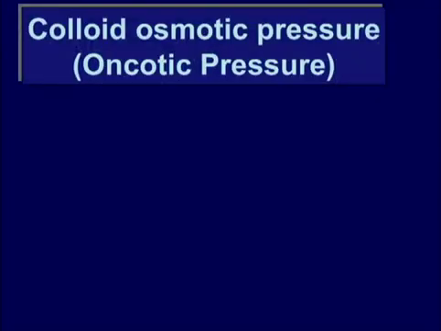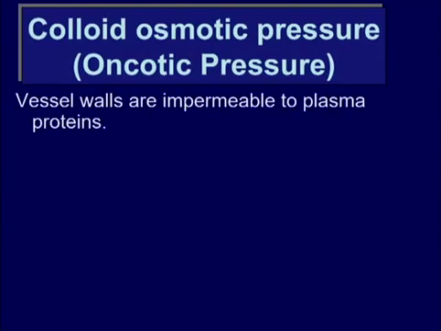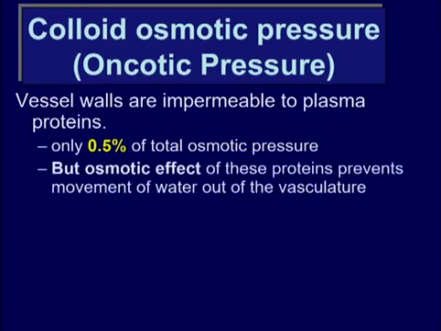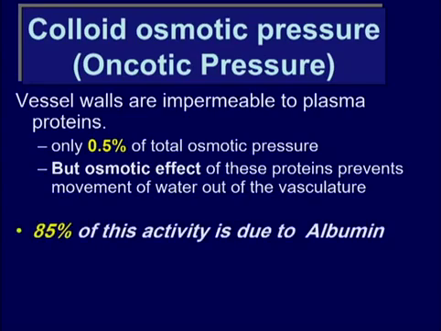Now, colloid osmotic pressure, so that's the pressure created by proteins. And proteins create an effect because the walls are permeable to plasma proteins, so they hang on to fluid in one compartment. Only about 0.5% of total osmotic pressure is produced by this, and there's some other effects, which for the sake of time I won't go into. But to emphasize that the major factor in this is albumin. So about 85% of that oncotic effect in blood is from albumin.